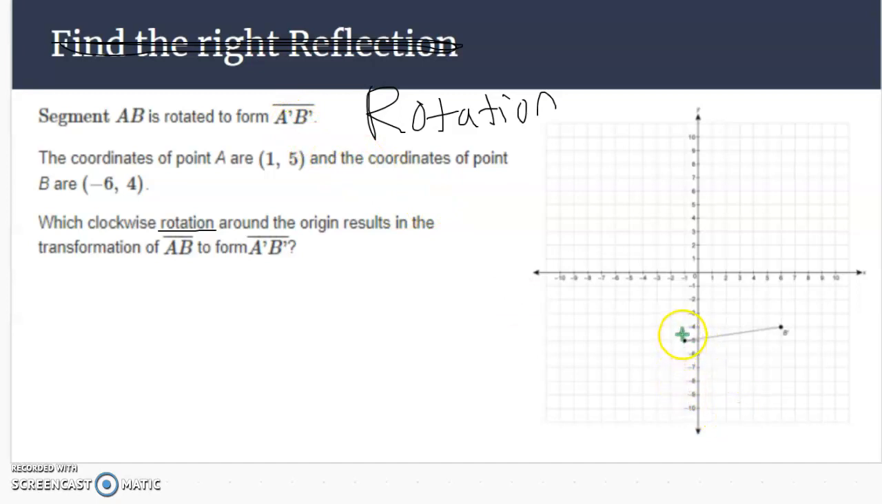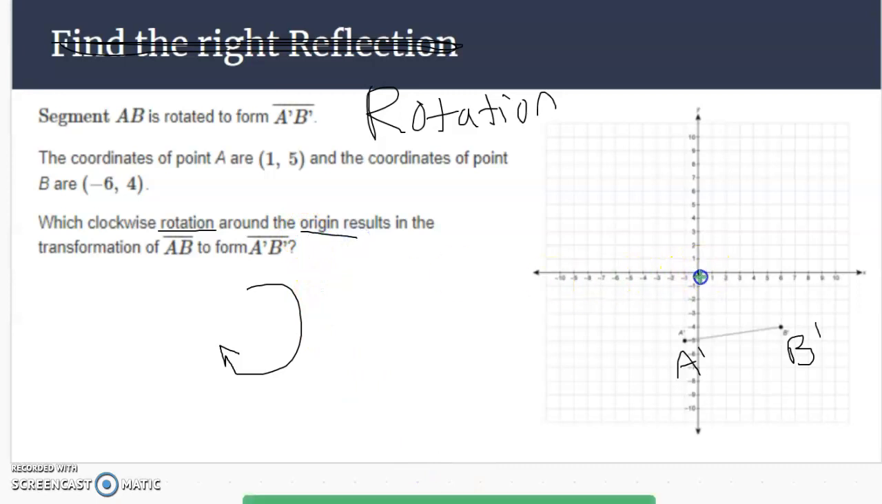Again, they're giving us A prime B prime. I'm going to accentuate them, make them a little bigger. Down here is what we call A prime B prime. They tell us the coordinates of A and B, and they also told us a clockwise rotation happened. So like the directions of a clock, it spun in this direction, clockwise. And it went around the origin. That's sort of our hinge, our axis that is spun around.